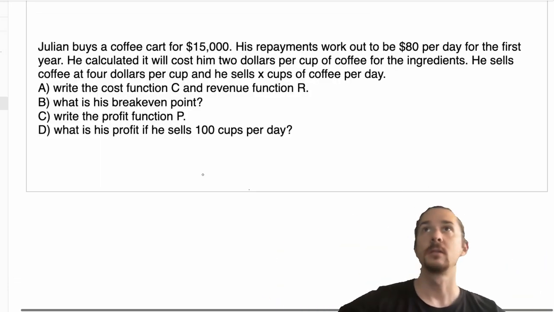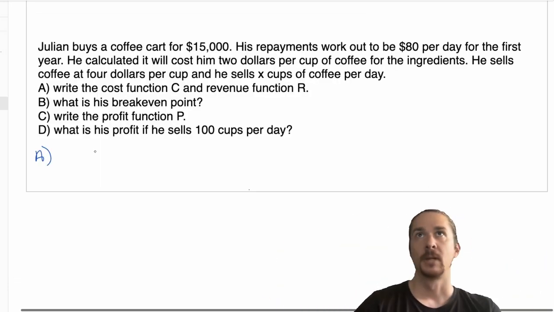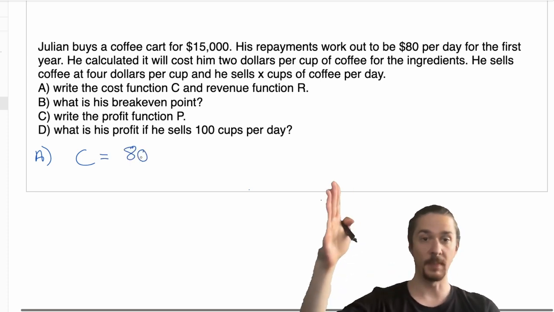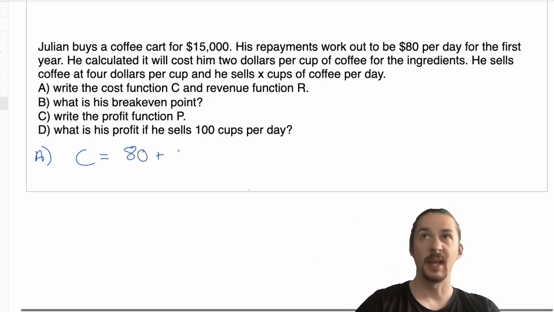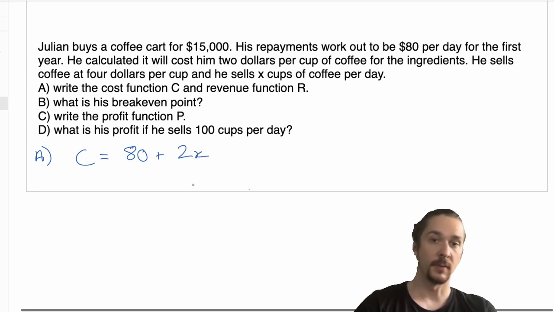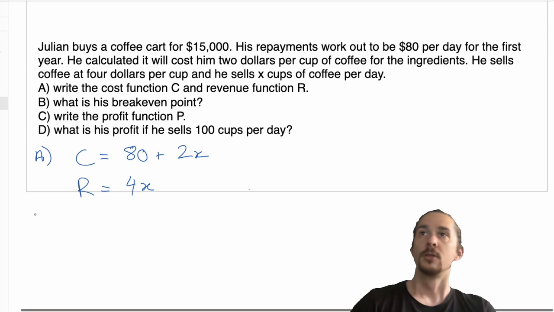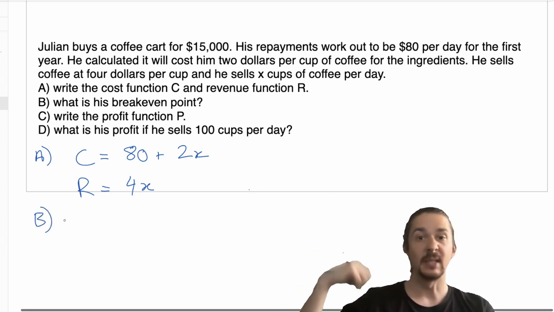Okay, so write the cost function C and revenue function R. So every day, his costs are going to be $80. That's flat. That's him repaying his coffee cart. Plus, he's going to spend $2 for every cup of coffee that he sells. His revenue is just going to be $4 for every cup of coffee that he sells. So to find the break-even point, we need to solve these as simultaneous equations.